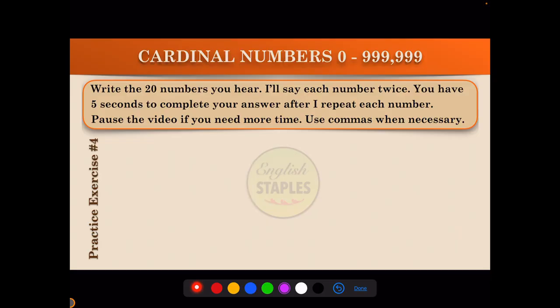This is our last exercise, exercise 4. It's a dictation. Write the 20 numbers you hear. I'll say each number twice. You have 5 seconds to complete your answer after I repeat each number. Pause the video if you need more time. Use commas when necessary. So let's get started. The first number, 8. 8.